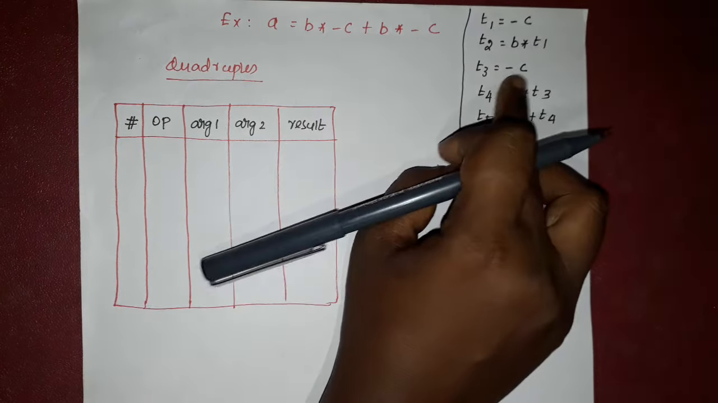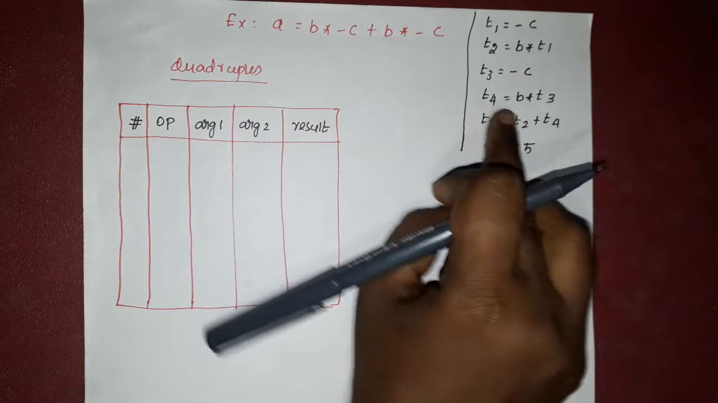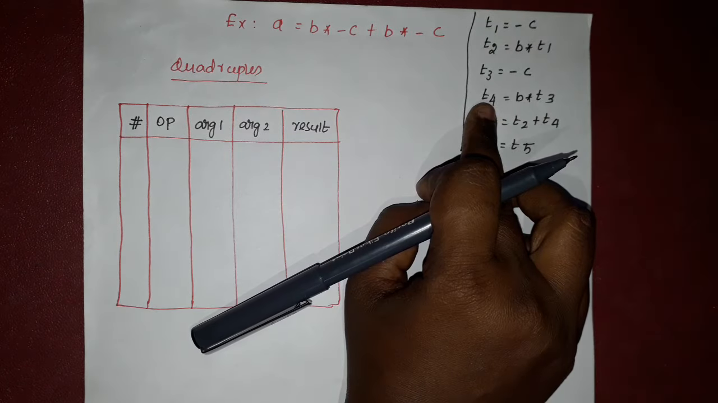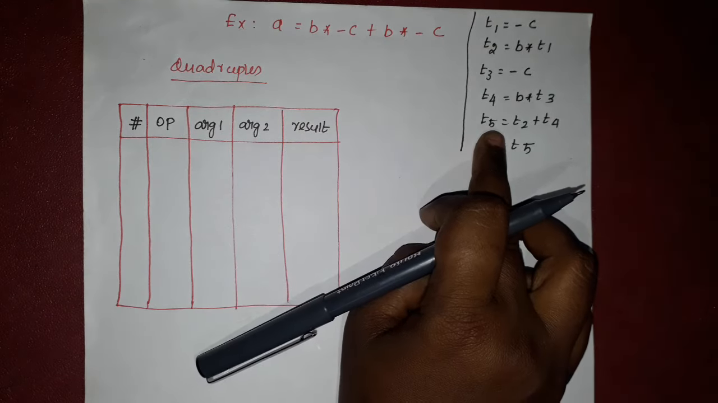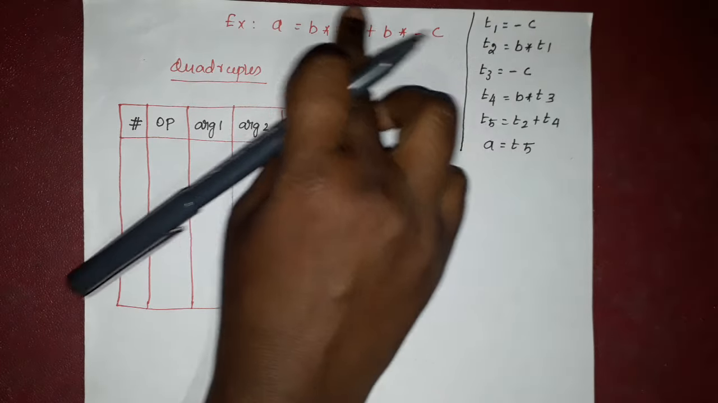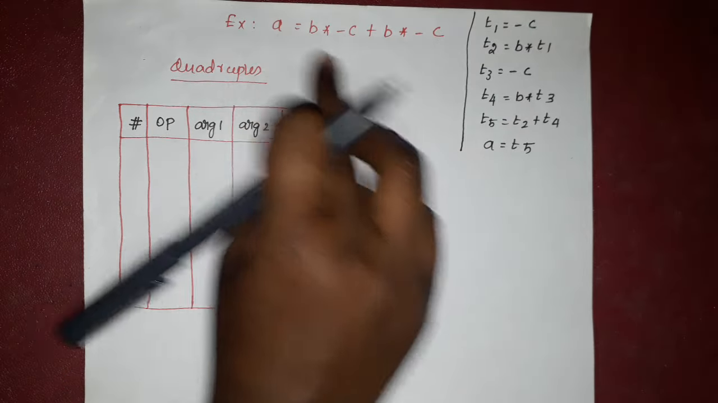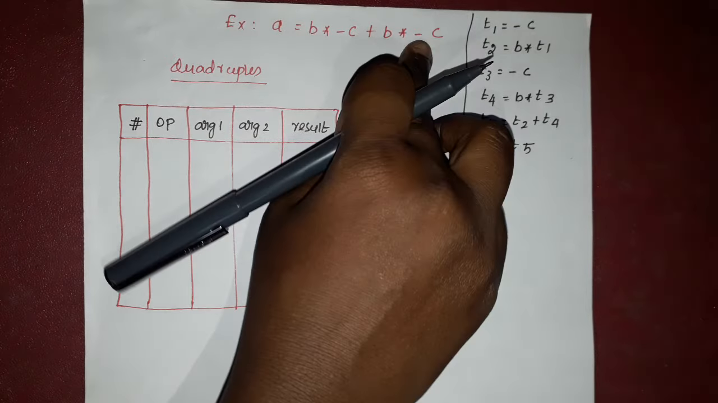Then this minus c will be stored in t3, and t4 is equal to b star, this minus c is t3, so b star t3. So this result will be stored in t4. So finally we have to add t2 and t4. So t5 is equal to t2 plus t4. So the total result will be in t5. So finally it can be assigned to a. So first of all I have to write three address code for this assignment statement.